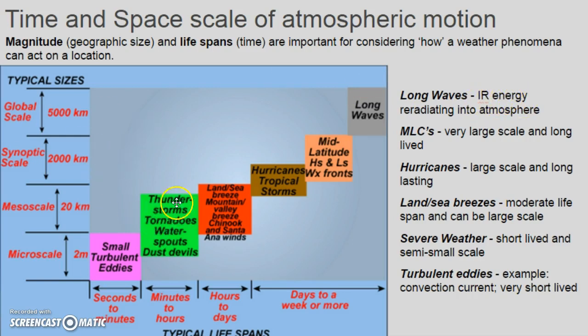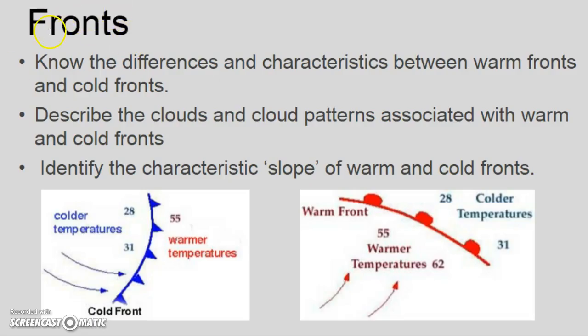But we're going to be focusing on this area right here, the weather features. So we're going to be talking about fronts. We're going to need to know the differences and characteristics between warm fronts and cold fronts. We're going to describe the cloud patterns associated with warm and cold fronts and identify the characteristic slope of warm and cold fronts. What's very important here is that we recognize that a cold front, denoted by this blue with sharp edges on it, is moving to the right. So the sharp edges are pointing in the direction in which it's heading.